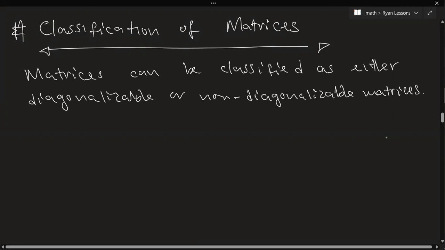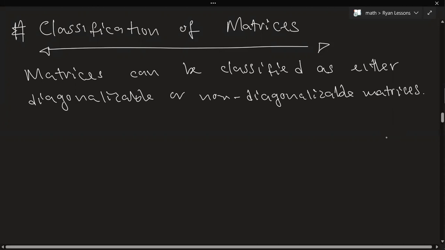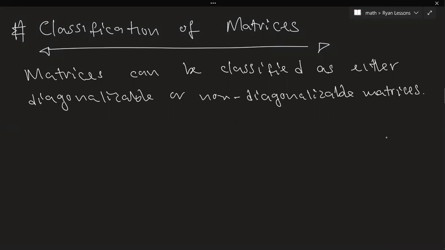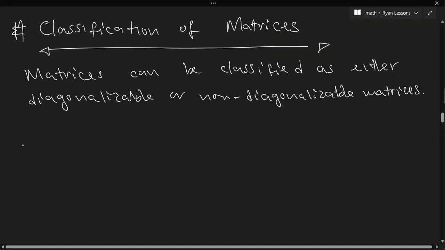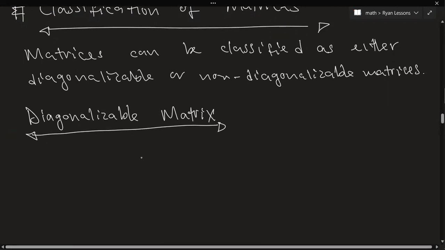Matrices can be classified in many different ways, but we have another important classification, which classifies matrices as either diagonalizable or non-diagonalizable. But what do we mean by that? What do we mean when we say a matrix is diagonalizable?